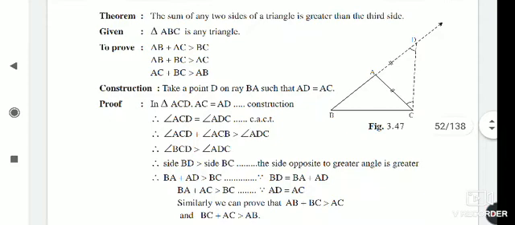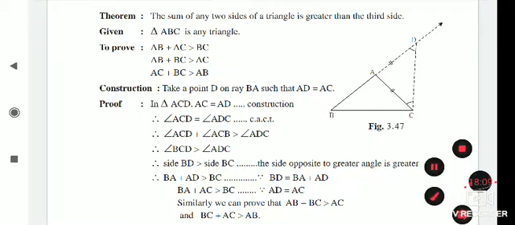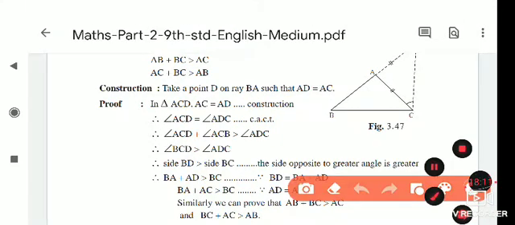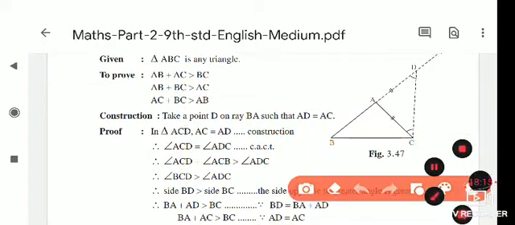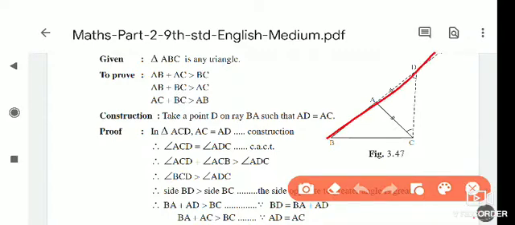So for that, what do we have to do? First of all, we have to take a point D. We have to take point D in such a way that it locates on ray BA, and its measure is exactly equal to AC. AD and AC, these two measures are the same.